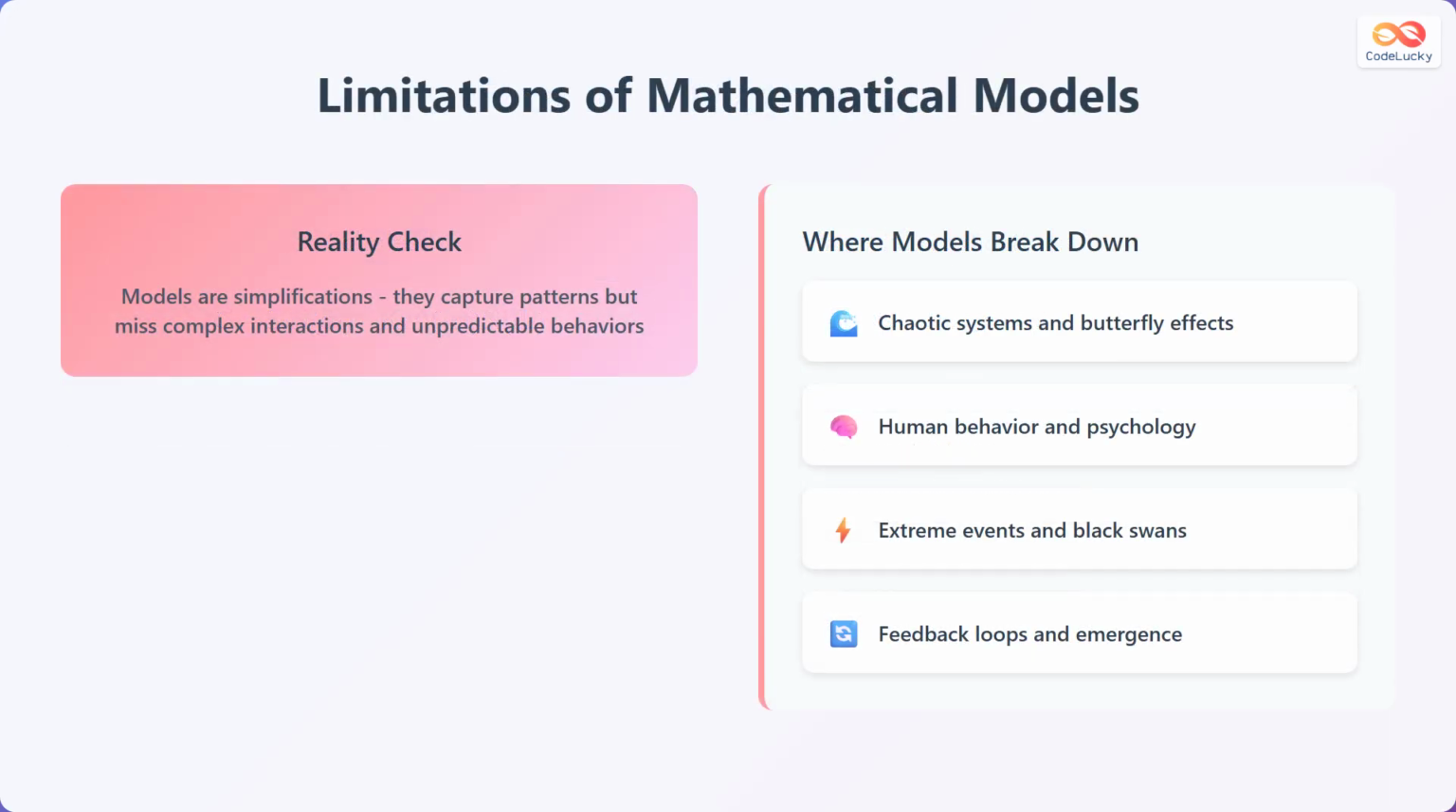It's important to remember that mathematical models are simplifications of reality. While they are powerful tools, they do have limitations. They capture patterns but can miss complex interactions and unpredictable behaviors. Examples of where models break down are chaotic systems, human behavior, extreme events, and feedback loops.